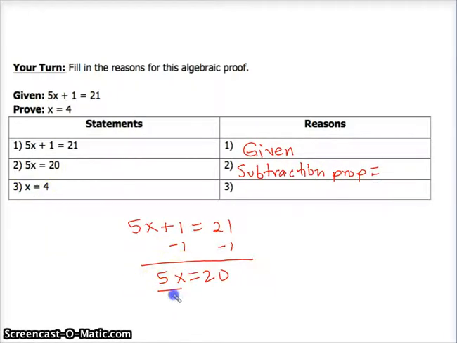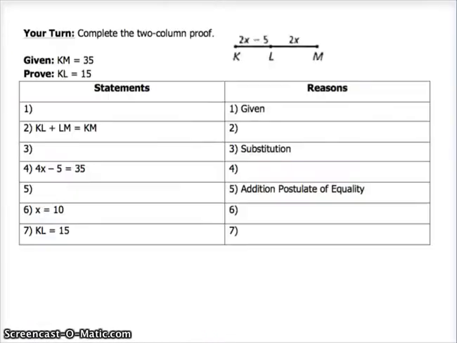Last step would then be to divide both sides by 5. So I get x equals 4, which again is right here. That was the division property of equality. All right, moving right along.